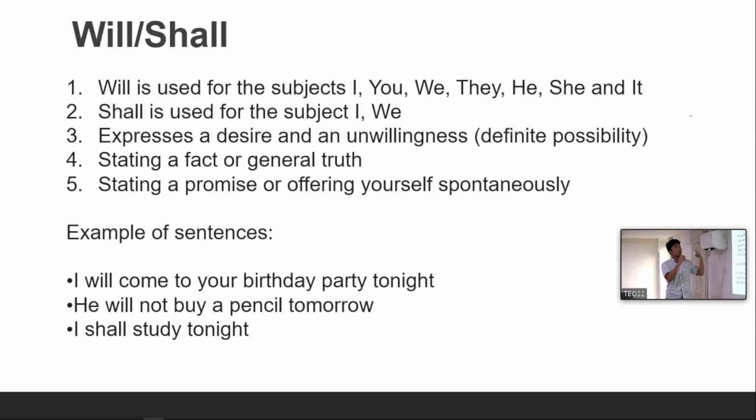The next slide, will or shall. First, will is used for the subjects I, you, we, they, he, she, and it. 2, shall is used for the subject I and we. 3, to express a desire and an unwillingness or definite possibility. 4, stating a fact or general truth. 5, stating a promise or offering yourself spontaneously. The examples of the sentence: I will come to your birthday party tonight. He will not buy a pencil tomorrow. And the last, I shall study tonight.